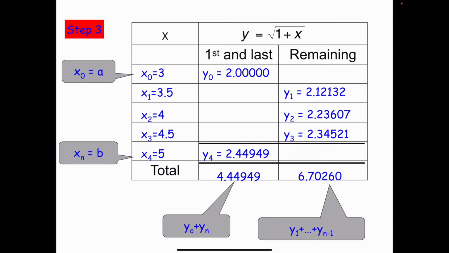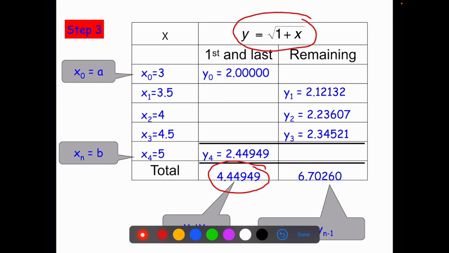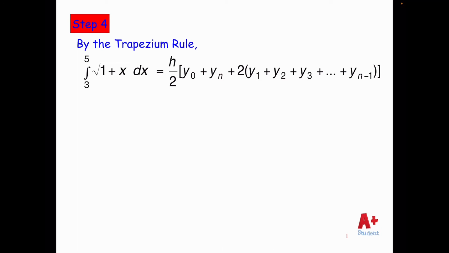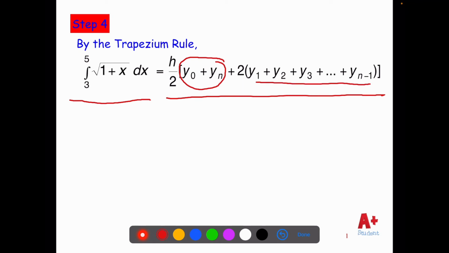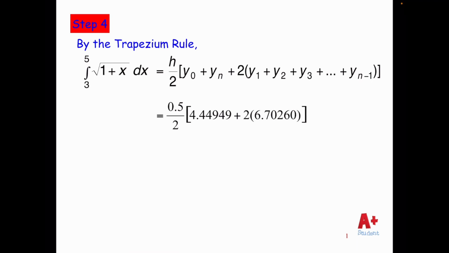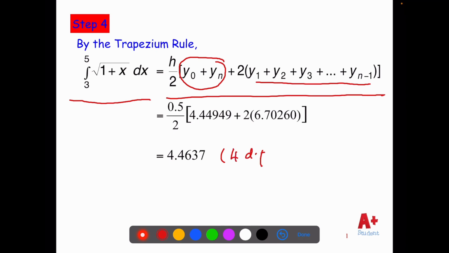Okay, so this is the total first and last, and this is the total remaining. Okay, next, step 4. Okay, recall the formula of the trapezoidal rule. Make sure you write in full for the trapezoidal rule. So it must start with the integration question. Okay, then h over 2 multiply by first and last. Okay, this is first and last plus 2 multiply by total remaining. Okay, so our h is 0.5, so divide by 2 multiply by total first and last 4.44949 plus 2 multiply by total remaining is 6.70260. And then calculate, you will get 4.4637. So make sure this is 4 decimal places.